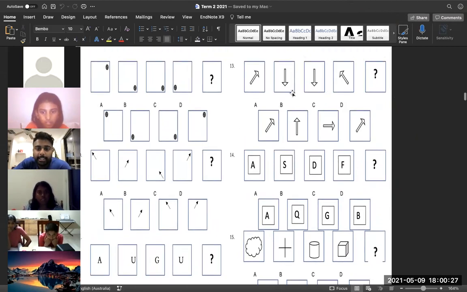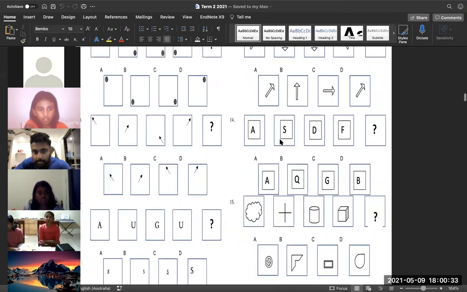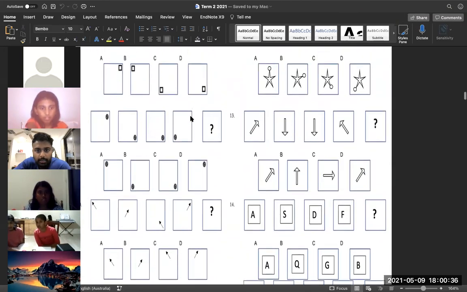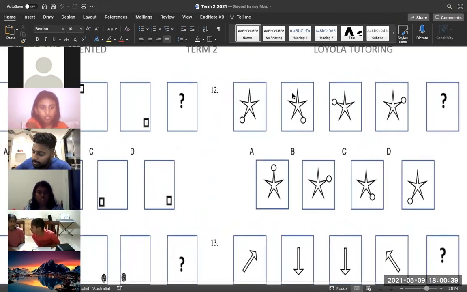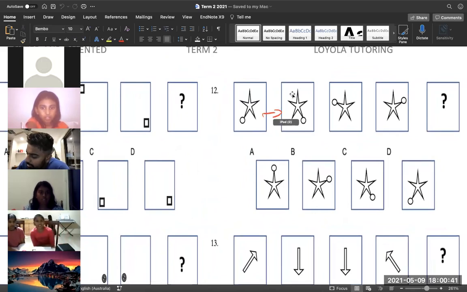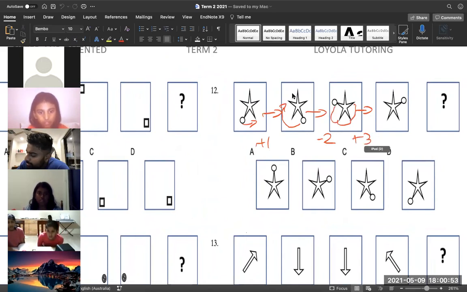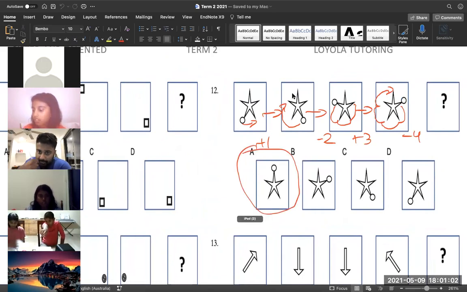Okay, question number 13, Adwik, is it this question here or this question here? It's the one with the star. This one? Yeah, that one. Okay, easy. From this image to this image, the ball goes +1. From this to here, it goes -2. From here to here, it goes +3. Next one should be -4. So the answer is A. You understand? All good? All right.